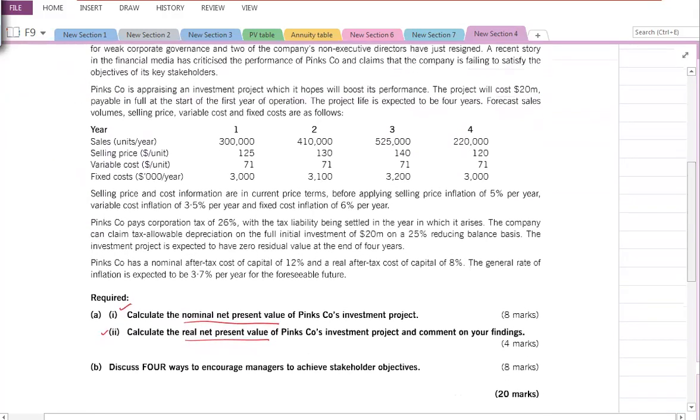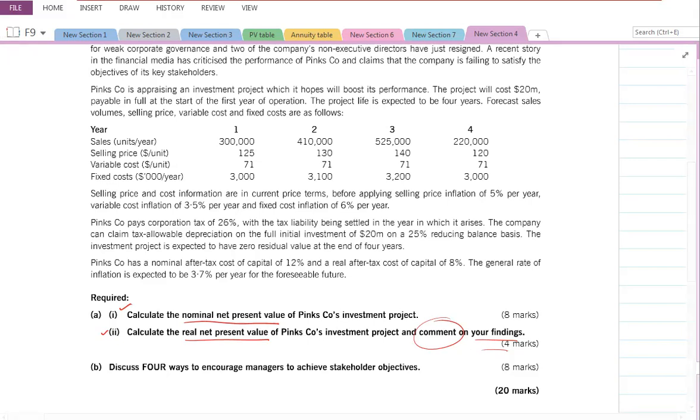So let's read the requirement first of all, and then we'll solve it. It says calculate the nominal net present value of Pinksco's investment project. And the second one says calculate the real net present value of the investment project and comment on your finding. So we have to do the same question using two different approaches, and we should have the same answer.